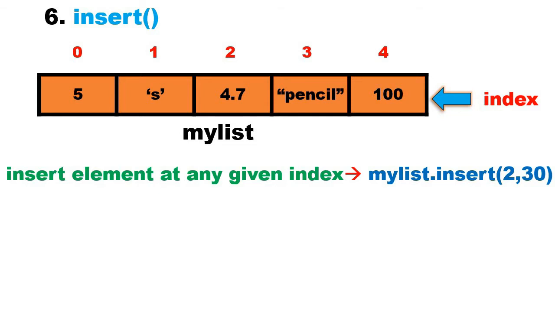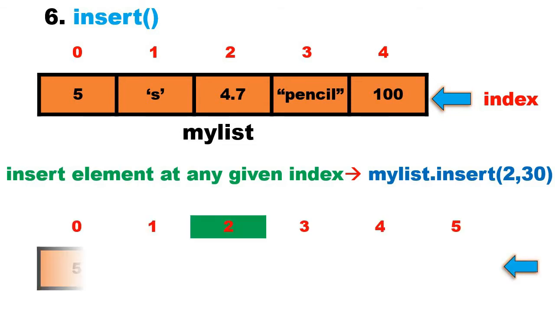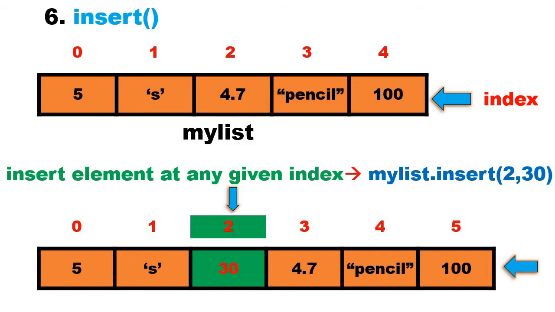After inserting 30 in the second index, the list will look like this. Okay, I have inserted 30 in the second index. In the previous list, 4.7 is present in the second index, right? After inserting element 30 inside the list, 4.7 has moved to the third index, 10 has moved to the fourth index and 100 has moved to the fifth index. So after inserting any element, the list will look like this.